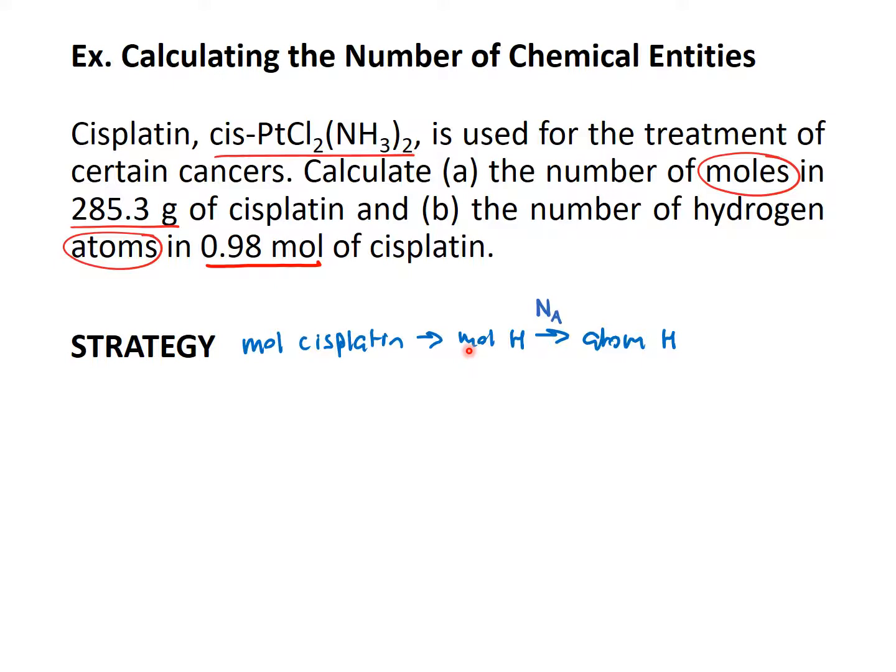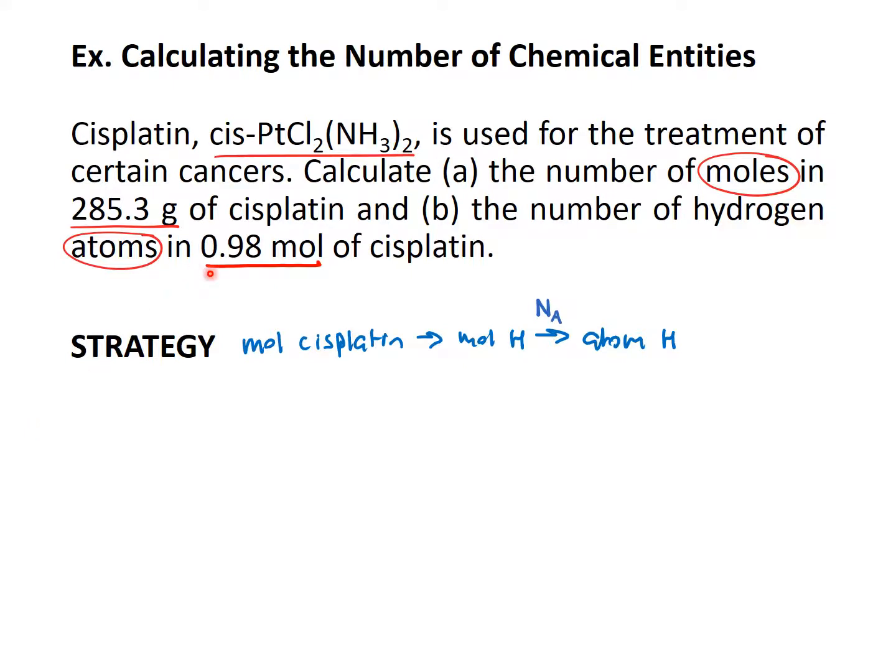The number of moles of hydrogen can be calculated from the number of moles of cisplatin by simply using the ratio of the number of hydrogen atoms in each molecule of cisplatin. So in this case, we see that we have 6 moles of hydrogen in each mole of cisplatin. Now, since this is a multi-step calculation, the easiest way to do this is to string the calculations together, while keeping track of the units, of course.